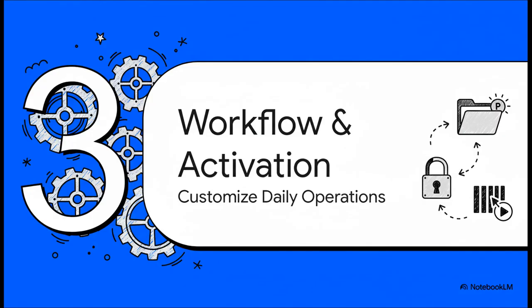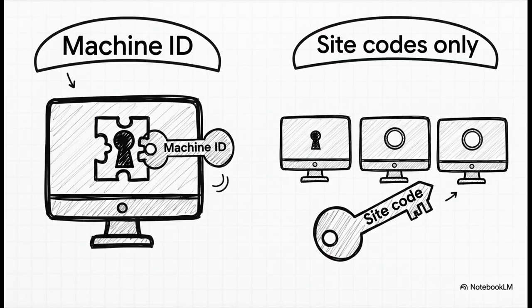Next up, let's talk about the settings that really let you fine-tune your day-to-day operations. We're talking about how you manage your projects and how you generate those all-important activation codes. With this setting, you're basically making a choice between maximum security and a bit more flexibility. By default, it's on, which means activations are locked to a specific machine ID. That's the most secure way to do it. But if you turn it off, you can activate based on site codes alone. This might be handy for some enterprise scenarios, but just know that it does loosen the copy protection a bit.